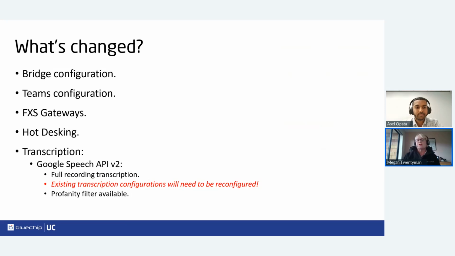So now starting to look at some of the things that have changed. The way that the bridges are configured, the Teams configuration is actually the same as version 18, but it does need to be reconfigured in version 20. I know it's a little bit annoying, but we'll see in the roadmap that redevelopment with the new API is coming. Things like FXS gateways and hot desking were originally slated to not make the original release of version 20. They are in and they are working. Asel just released a great blog post on hot desking because that is an everyday feature. He'll show you where to find that in the admin console shortly.